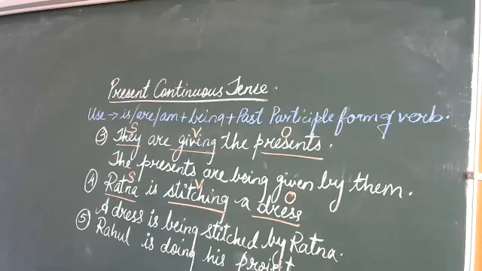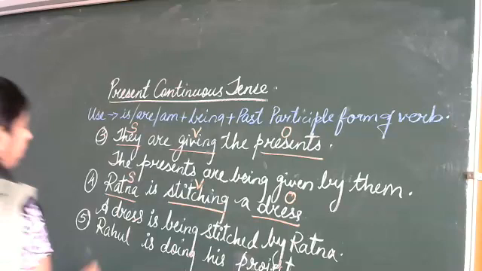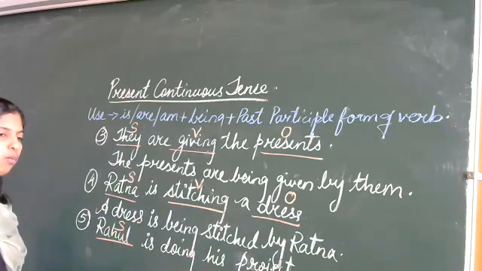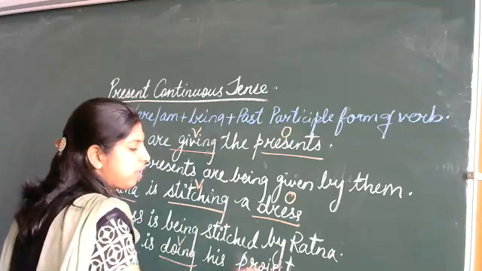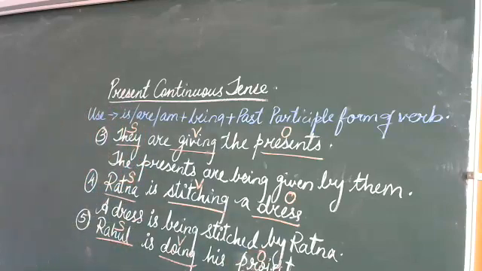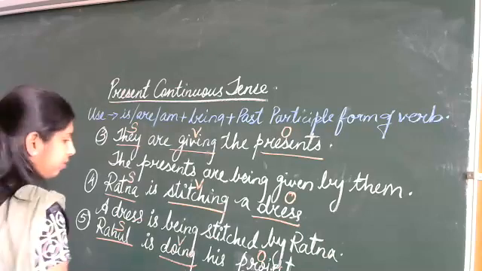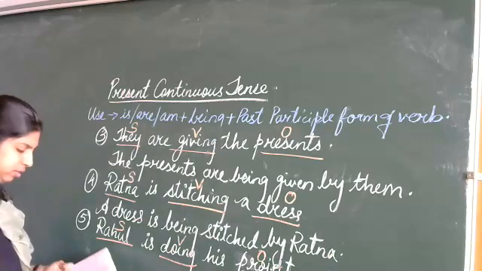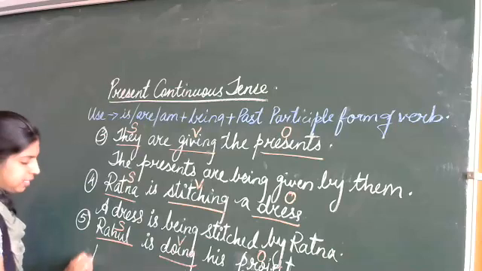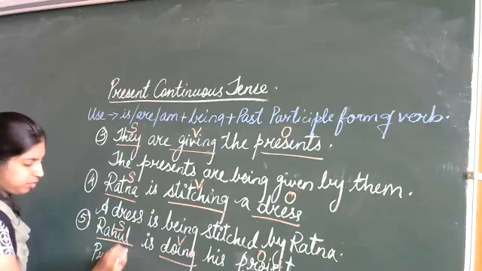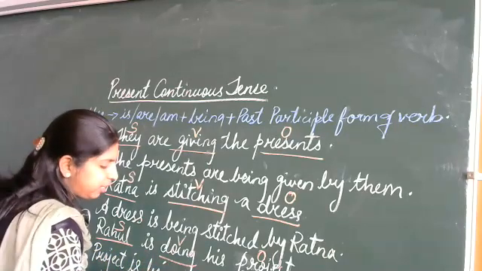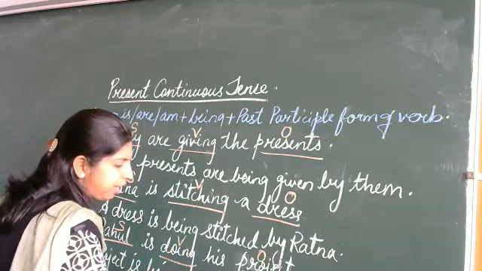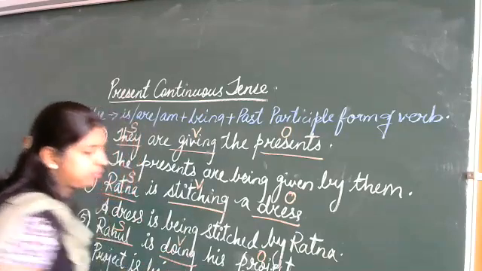Where is the subject here? Rahul. Rahul is the subject. Where is the verb? Doing. Doing is the verb. And where is the object? Project. Now, change that into passive. Project is being done by Rahul. Yes. Project is being done by Rahul. Being. Doing will change to done. It's being done by Rahul.